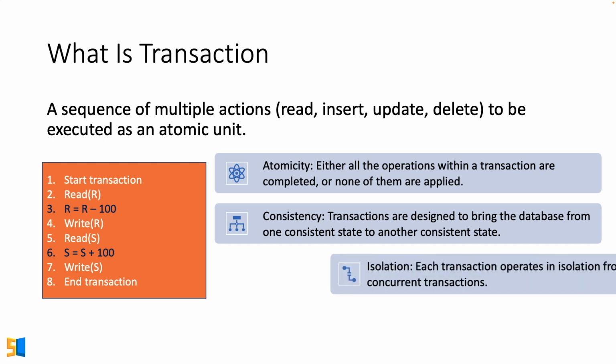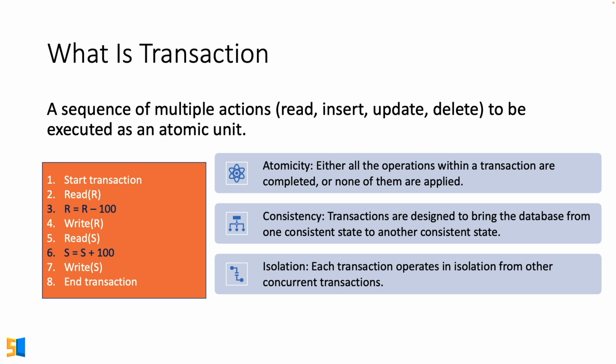Isolation means that each transaction operates in isolation from other concurrent transactions. It means that the intermediate state of a transaction is not visible to another transaction until it is committed. This ensures that concurrent transactions do not interfere with each other and maintains data integrity.